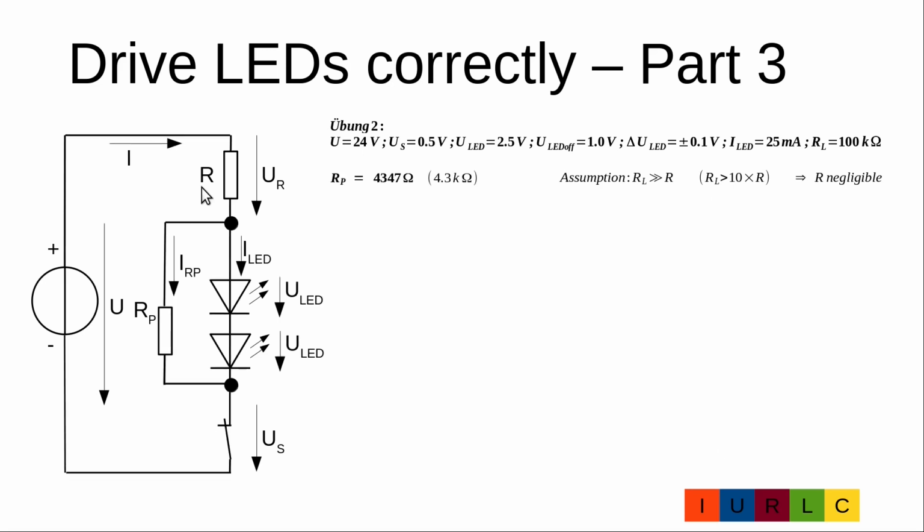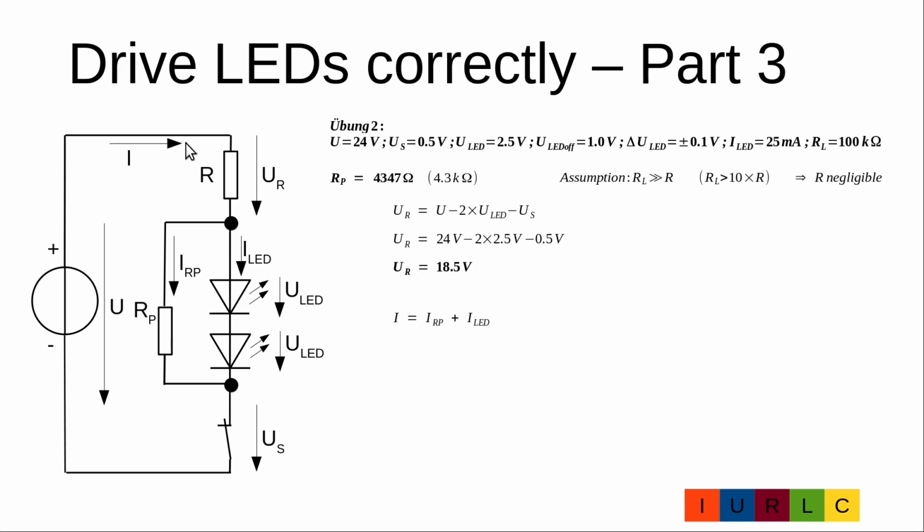To calculate the resistance R, we need the voltage drop UR and the current I. The voltage drop UR is the supply voltage U minus 2 times the forward voltage ULED minus the voltage drop on the switching transistor US. UR is U minus 2 times ULED minus US, with concrete numbers 24 volt minus 2 times 2.5 volt minus 0.5 volt. The voltage drop UR is 18.5 volt.